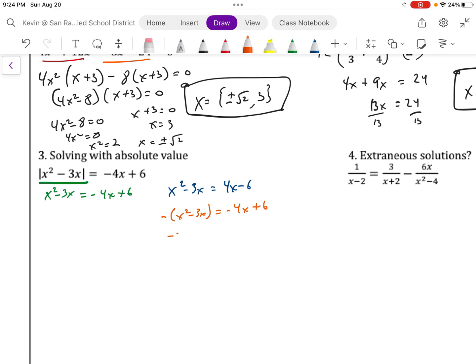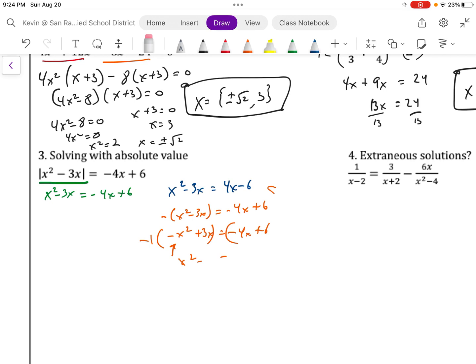If we were to take this, we would go negative x squared plus 3x equals negative 4x plus 6. But we never want to have a negative x squared, because we're going to factor and stuff like that. So if I were to take everything here and multiply everything by negative 1, and everything here by negative 1, then I'd get x squared minus 3x equals 4x minus 6, which is what we had up here. So that's sort of the math behind it.